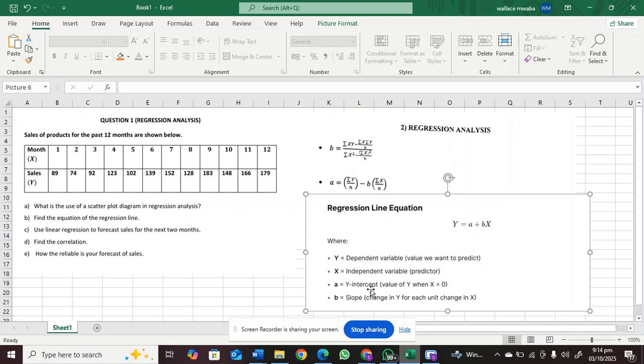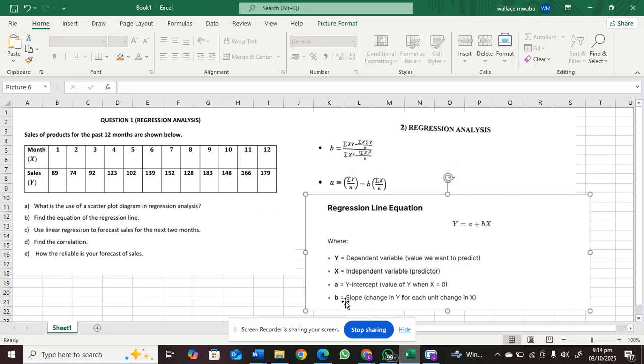A is the y-intercept. This is the value of the sales when the month is 0, or when X is 0. An intercept basically is where the line cuts the y-axis. It also represents the value of your y variable, the dependent variable, when your independent variable is 0.